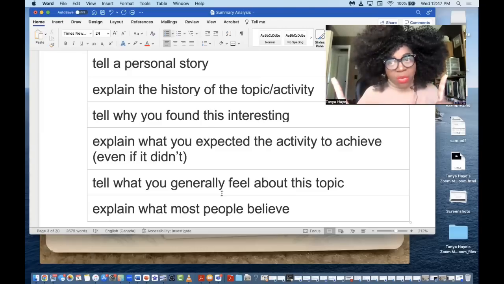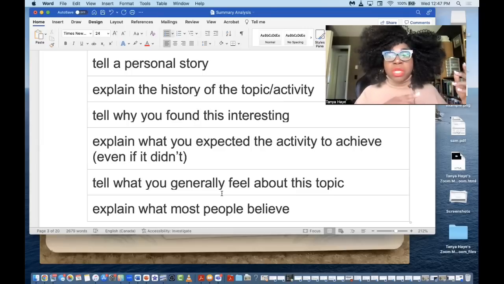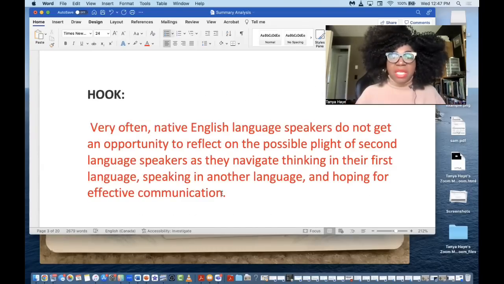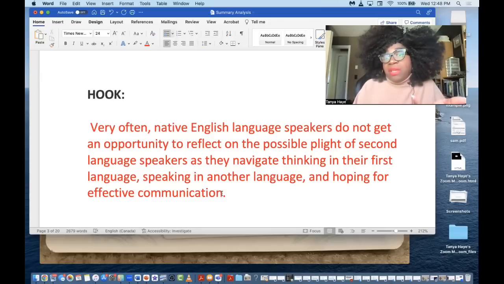So let me show you what I wrote for mine, which was called Second Language Walk in Their Shoes. I wrote, "Very often, native English language speakers do not get an opportunity to reflect on the possible plight of second language speakers as they navigate thinking in their language, speaking in another language, and hoping for effective communication." So this is what I feel.